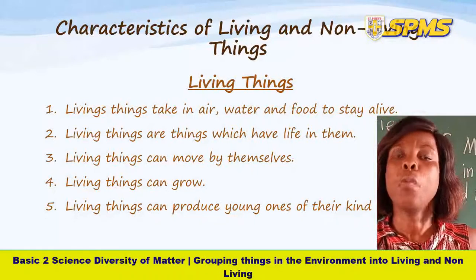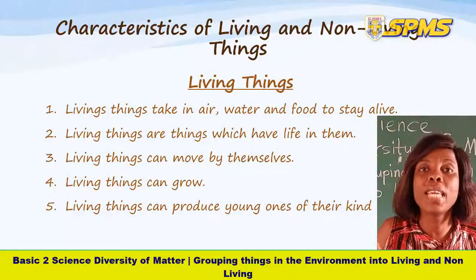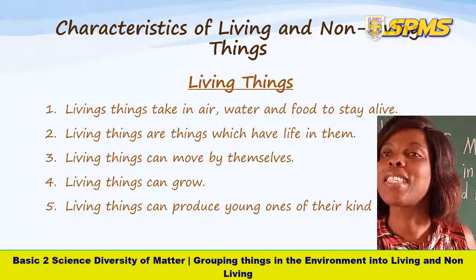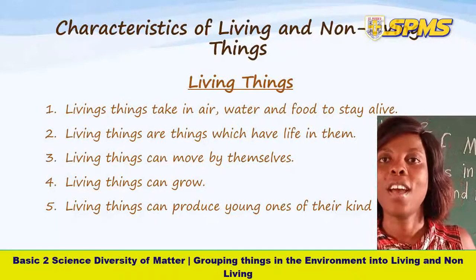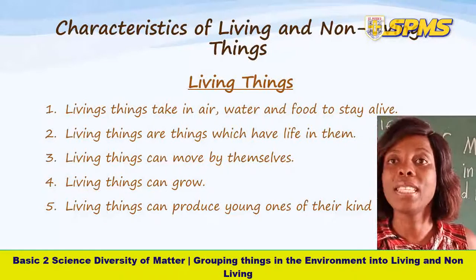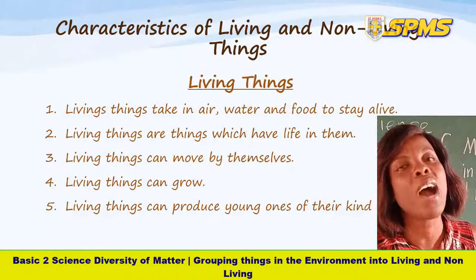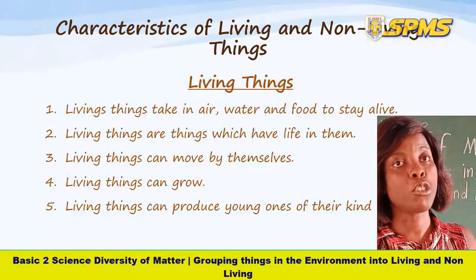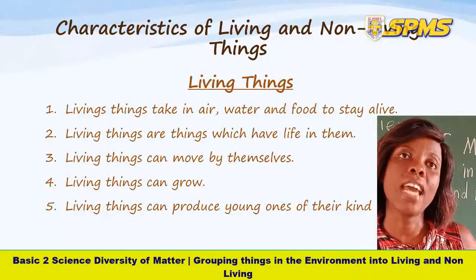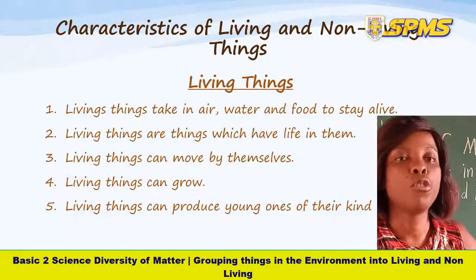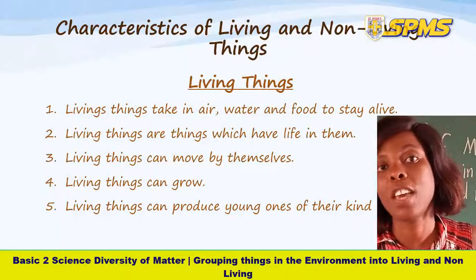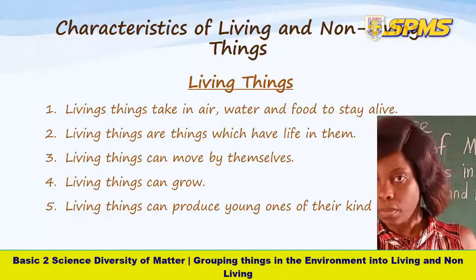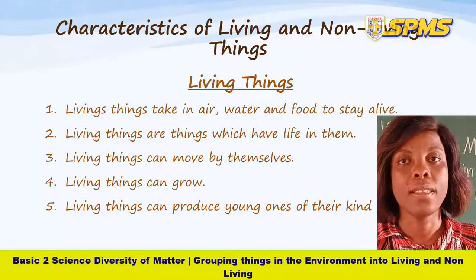Good. We also grow. Living things grow. So anything that does not grow is not a living thing. Finally, living things can produce young ones of their kind. So if you're a plant, like the pawpaw tree, you should be able to produce a young plant as pawpaw tree. Human beings give birth. Giving birth to their young ones of their kind is a way of what? Showing that you are a living thing.